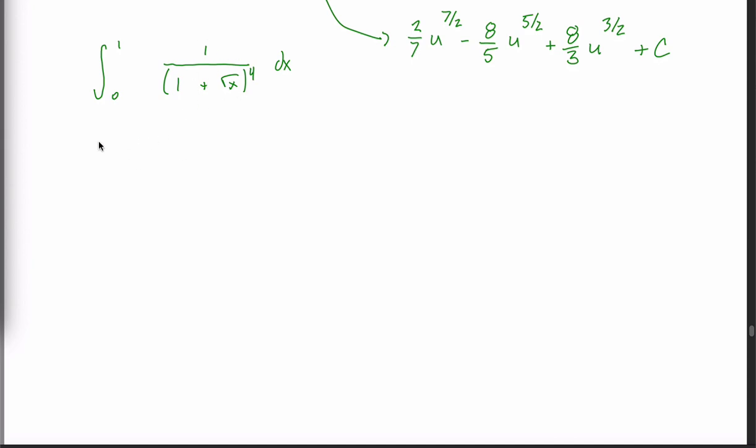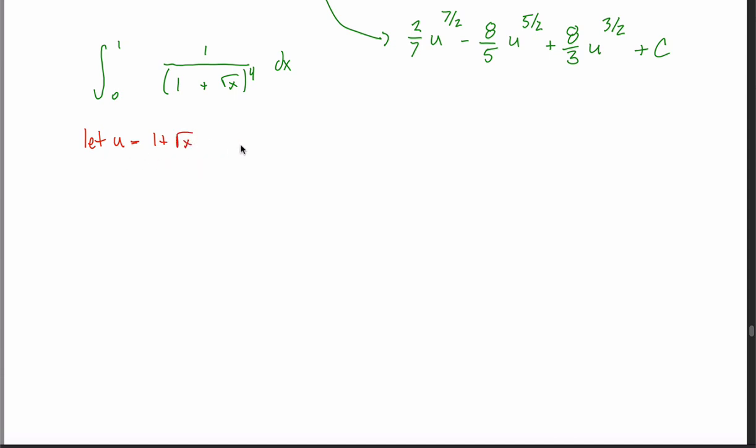So when you stare at this thing, it's tempting to be like, well, there's not that much that my u could possibly be. So it kind of has to either be the square root of x, or 1 plus the square root of x, or the entire denominator here. It turns out that 1 plus the square root of x will work.